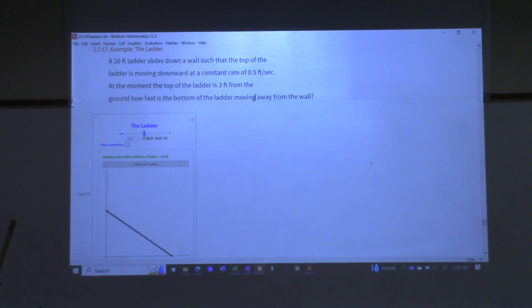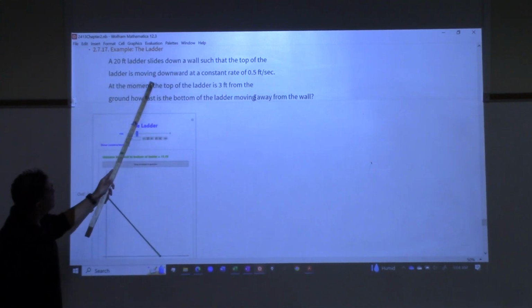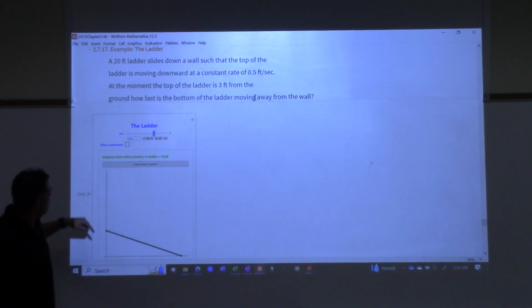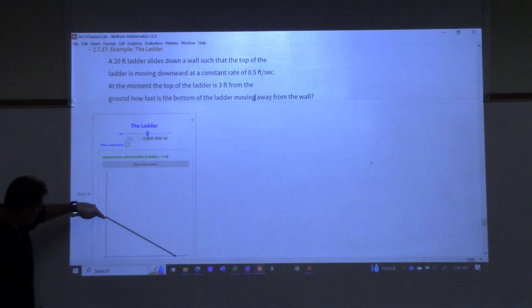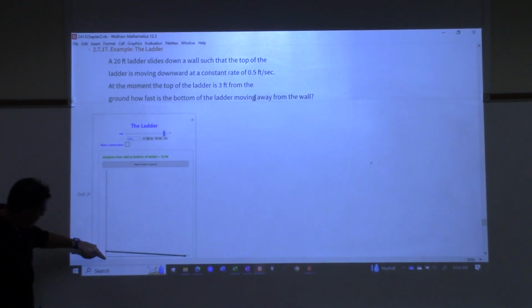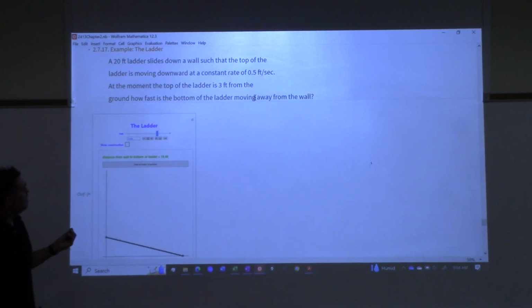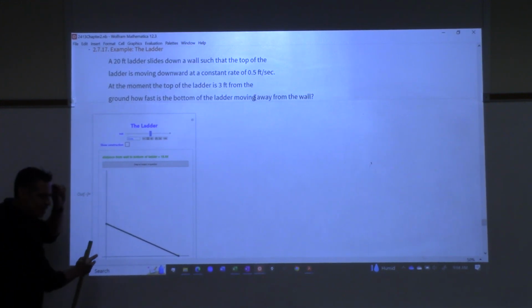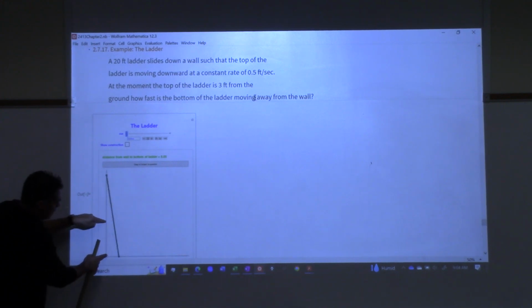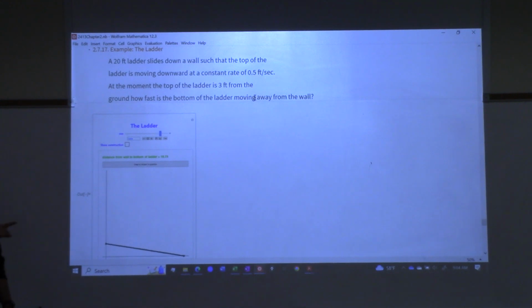Okay, that'll work. So it says that the top of the ladder is moving downward at a constant rate of 0.5 feet per second. So this is a constant speed. The rate at which that tip is coming down is 0.5 feet per second. And the question is, at the exact moment that this distance from here to here is 3 feet, we want to know how fast that point is moving away from the wall.